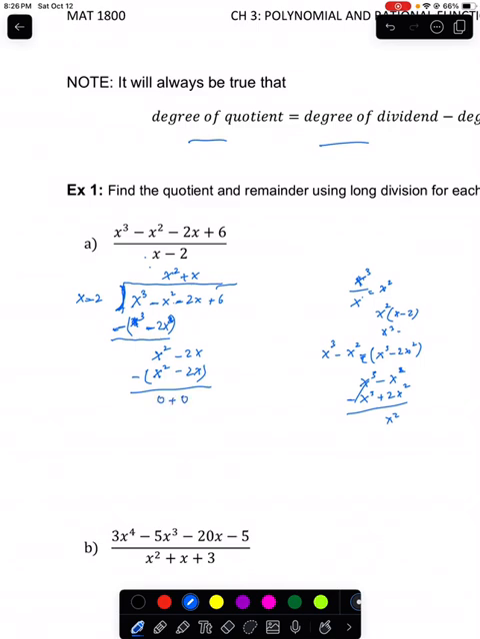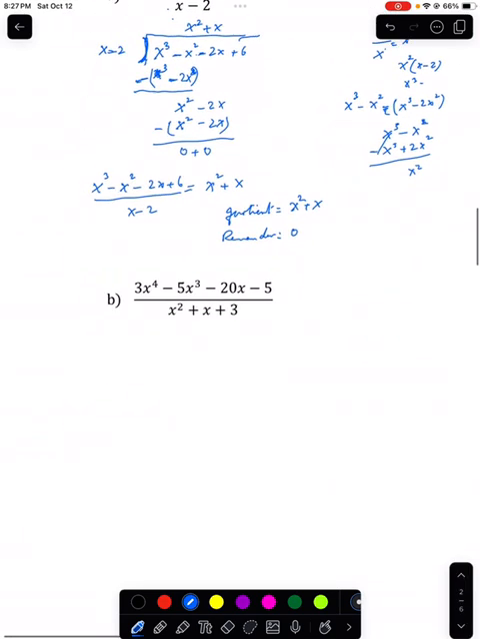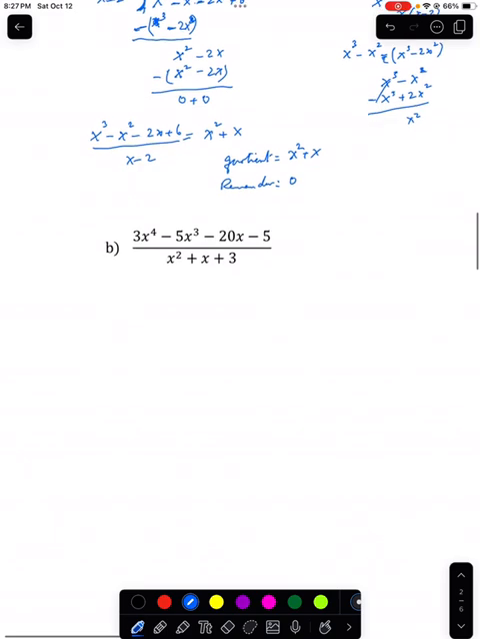So I was able to divide this thing, and it gave us x squared plus x. Okay. So now since it says find the quotient and the remainder, you will say quotient is equal to x squared plus x, remainder equal to 0. Okay, now this is a little bit higher degree.